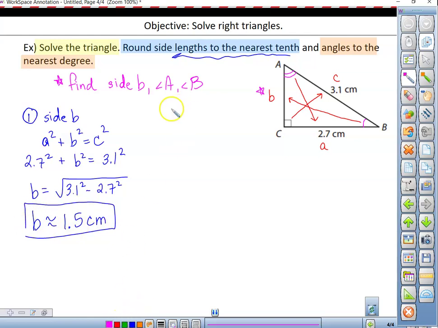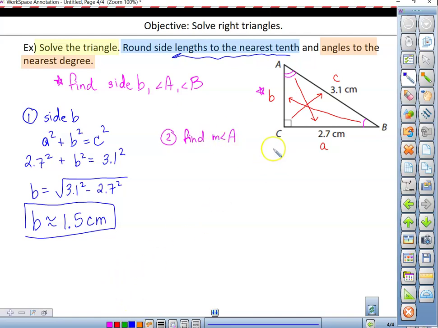So now what remains is our two angle measurements. And here we're going to have to use a ratio of sine or cosine, whichever one we start with first. It doesn't really matter whether we find A or B first. All right. So I'm going to go ahead and find A. So my second step is I'm going to find the measure of angle A.